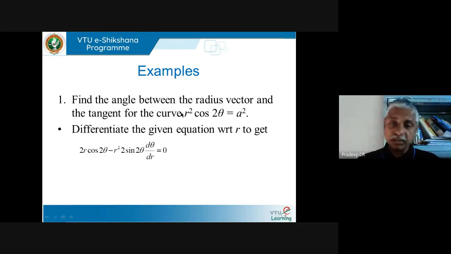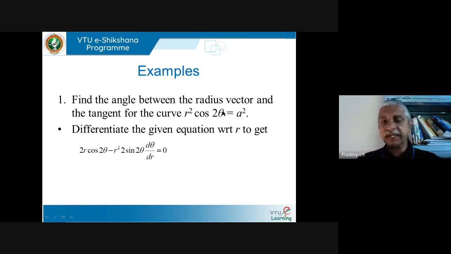How do I get this? I had explained this last time. I differentiate the given equation with respect to r. R and theta are the variables, so when I differentiate, I'll use the Leibniz rule. I'll call r squared as u and cos 2 theta as v. So d of uv is du into v plus u into dv. Here d of r squared is 2r, and I'll write cos 2 theta as it is, and then I'll write r squared into d of cos 2 theta, which is minus 2 sin 2 theta.